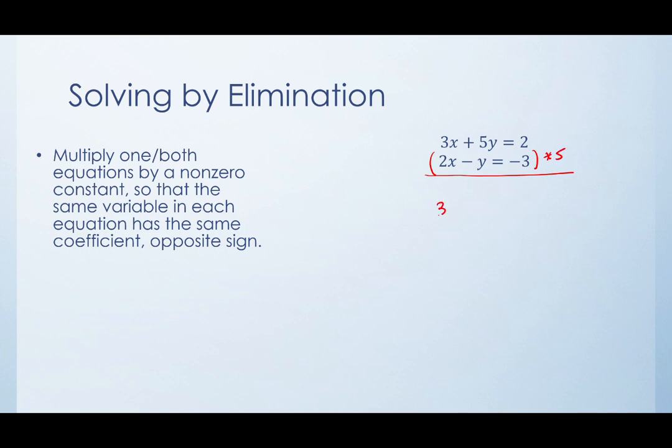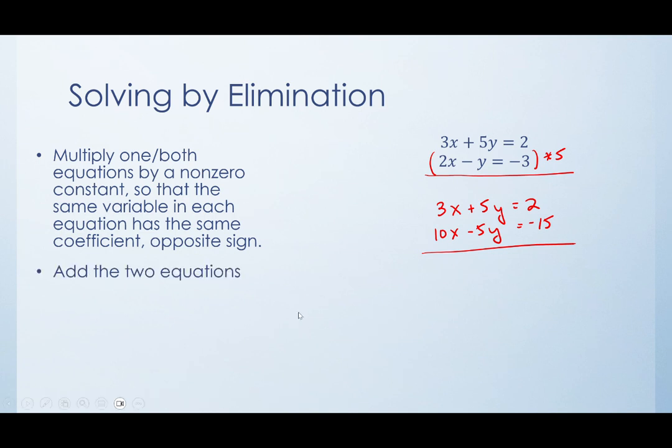So our resulting system, because remember, so long as you do the same thing to both sides of the equation, you have not made any change to the equation. So we've got 5 times 2x will be 10x minus 5y equals minus 15. And now we can add the two equations. Okay, so we multiplied one of our equations by a non-zero constant, never multiply by 0, and that allowed us to add our equations and eliminate the y's because they will cancel when we add the equations.